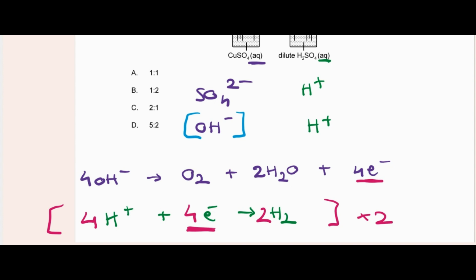So in terms of our products of gases, because that's what we're looking for, where are our gases? We've got O2, 1 O2, and we've got 2 H2. So then the ratio will be 1 to 2.